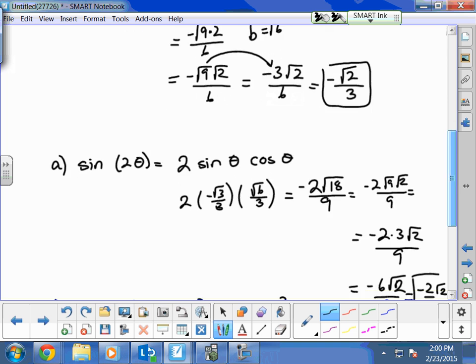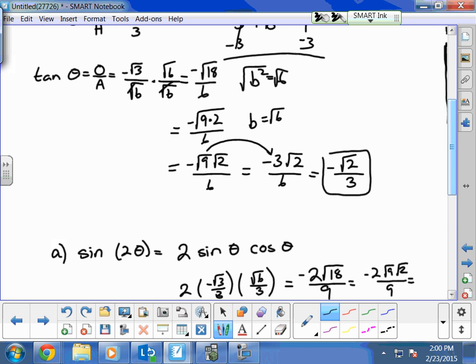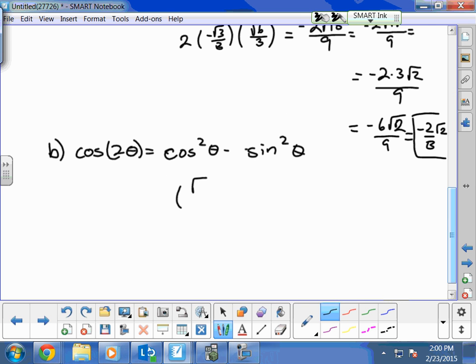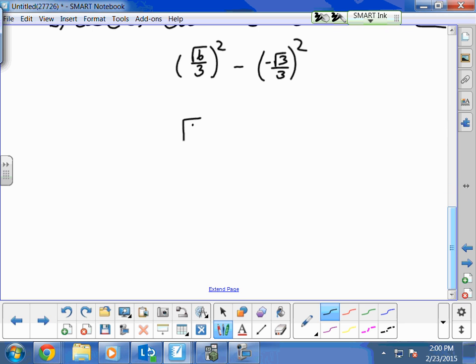Cosine in this one is going to be square root of 6 divided by 3 squared, and minus sine squared, which was negative square root of 3 over 3. Now, square these. Remember, everything gets squared. What do I mean exactly? Negative square root of 6 squared, 3 squared, negative square root of 3 squared, 3 squared. These are going to cancel. It's going to be just 6 over 9.